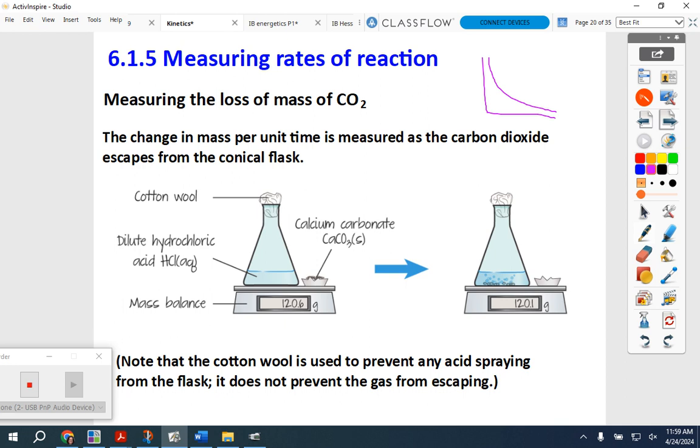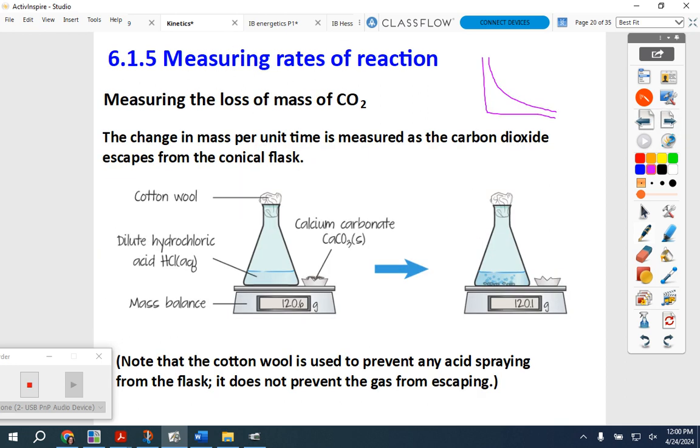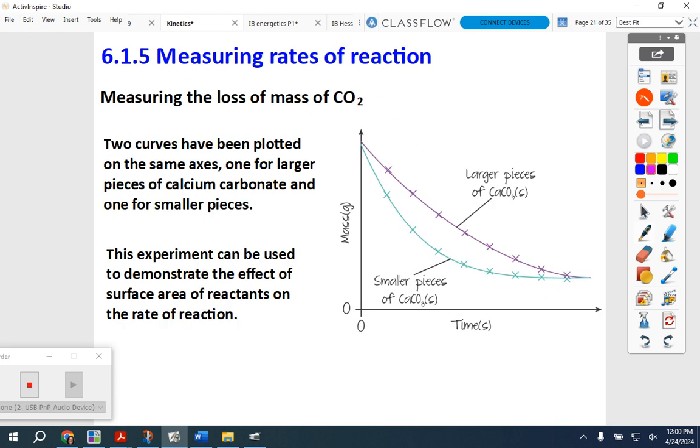Binta was one of those people, so she did a reaction that produced gas, and she tracked the mass over time. You're making the assumption that the mass lost is equal to the amount of gas being produced, right? And so you can plot it really either way, as mass lost, or you can plot it as grams of CO2 produced, or O2, whatever it is that is being produced.